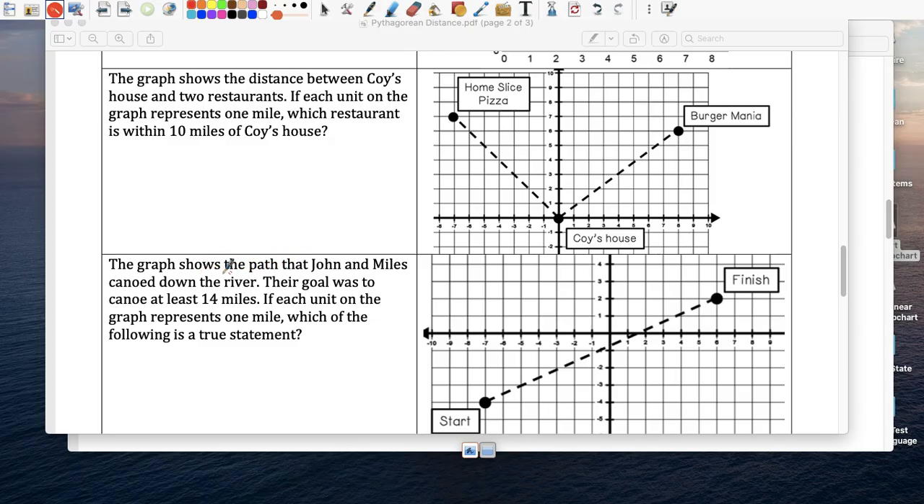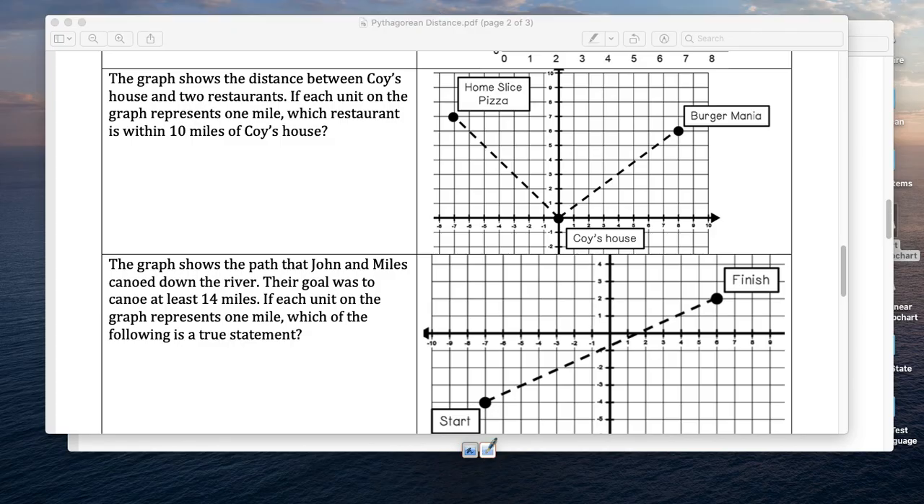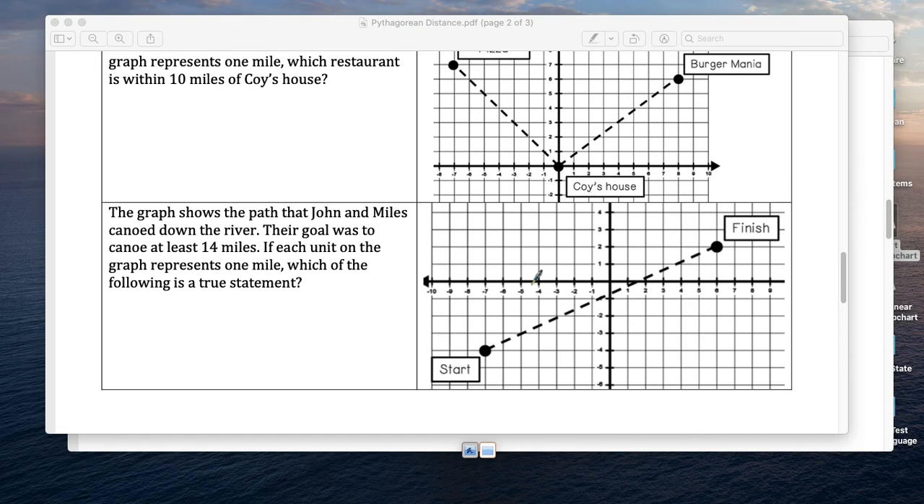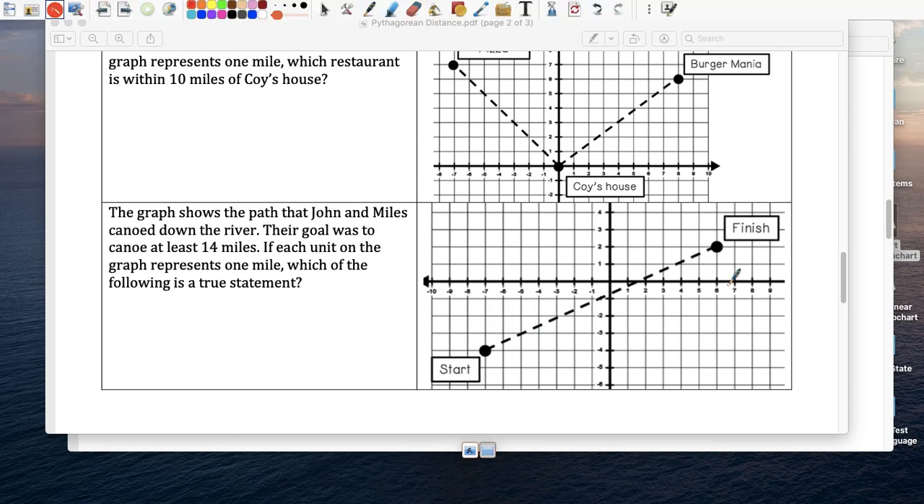The graph shows the path of John and Miles' canoe down the river, start to finish. The goal was to canoe at least 14 miles. Each unit on the graph represents 1 mile. Which of the following is a true statement? We don't have the statements, but I'm just going to do it anyway. This is what they canoed, so let me find the legs that I need to solve this. For this one, I'll use the points. This is the point 6, 2, and this is the point -7, 4.